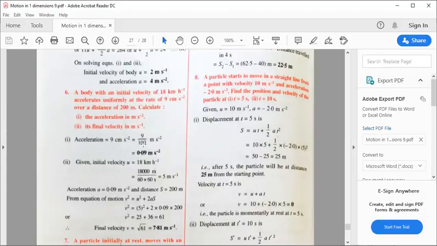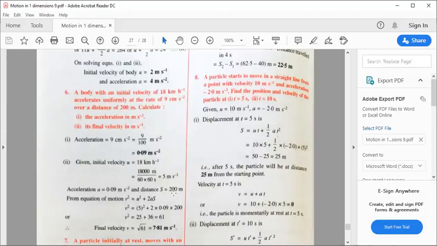Okay, this division gives 9/100 meter per second square. Now they have given you distance and they are asking you to find the acceleration. Acceleration will be what? 0.09. So you got 9/100 as 0.09.